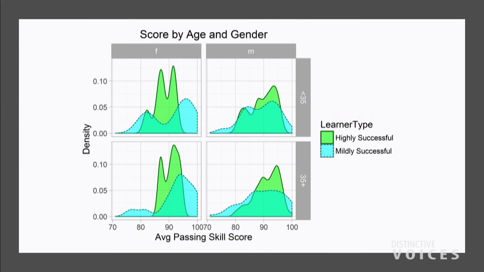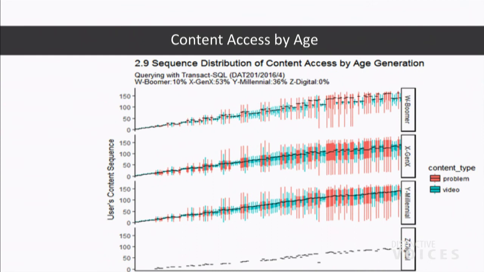Now, we also were able to look at content, how you do the content, okay? So if you're my contemporary up here, what am I doing? I'm watching a video and doing an assessment, watching a video, doing an assessment, watching a video, doing an assessment. Well, what do millennials and Gen X do? You can almost see, these are box plots.